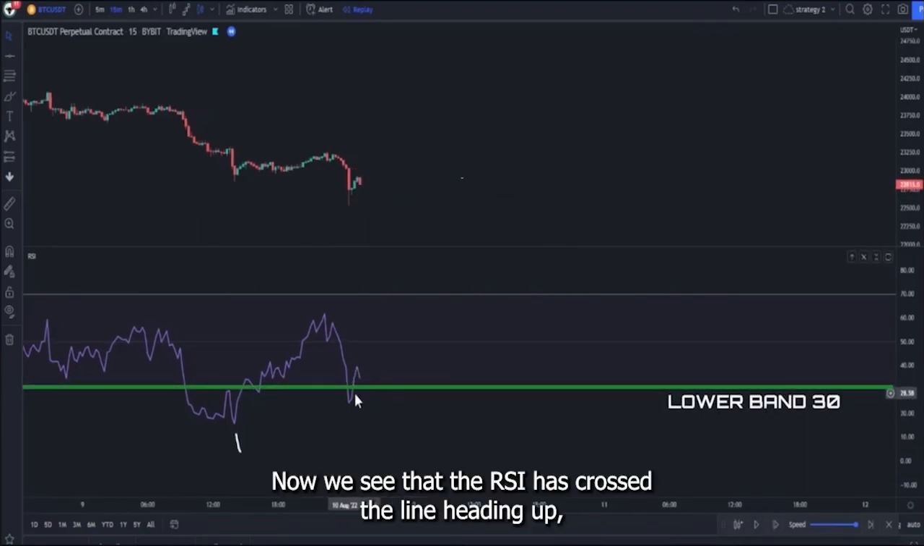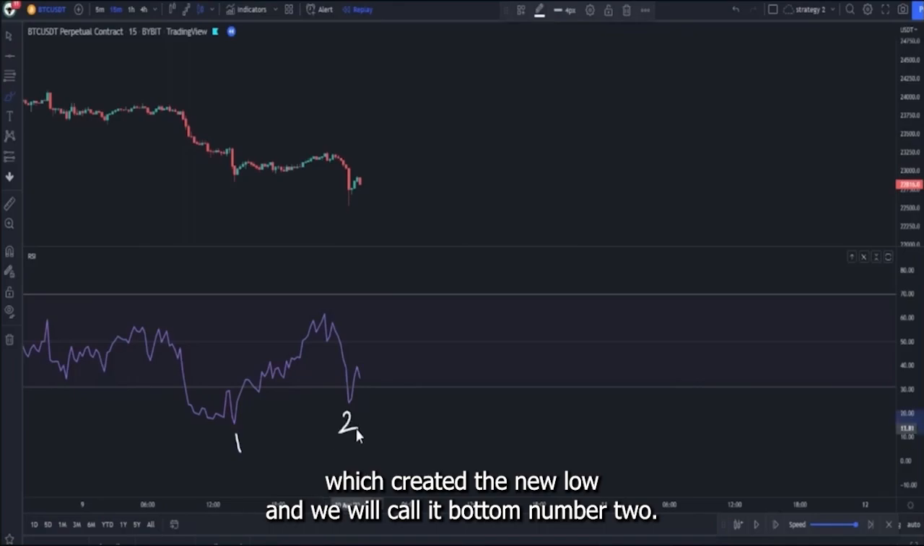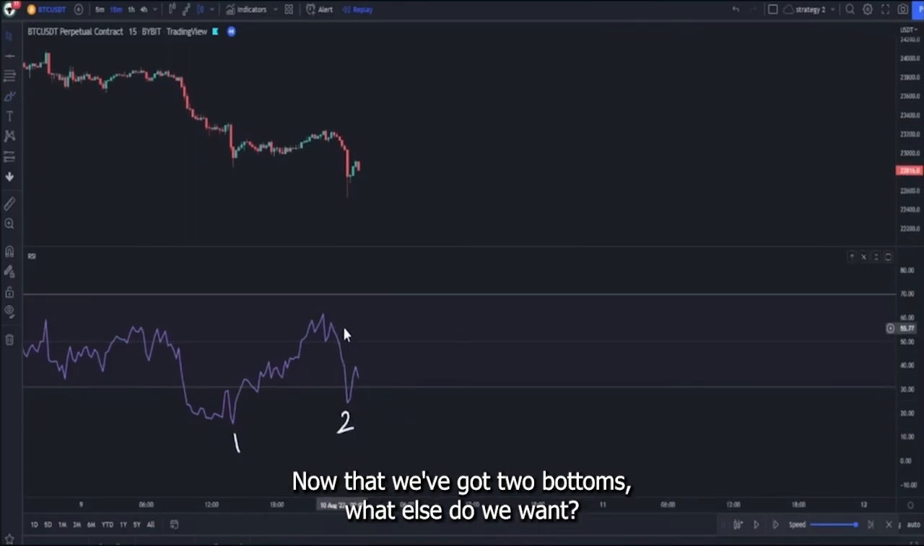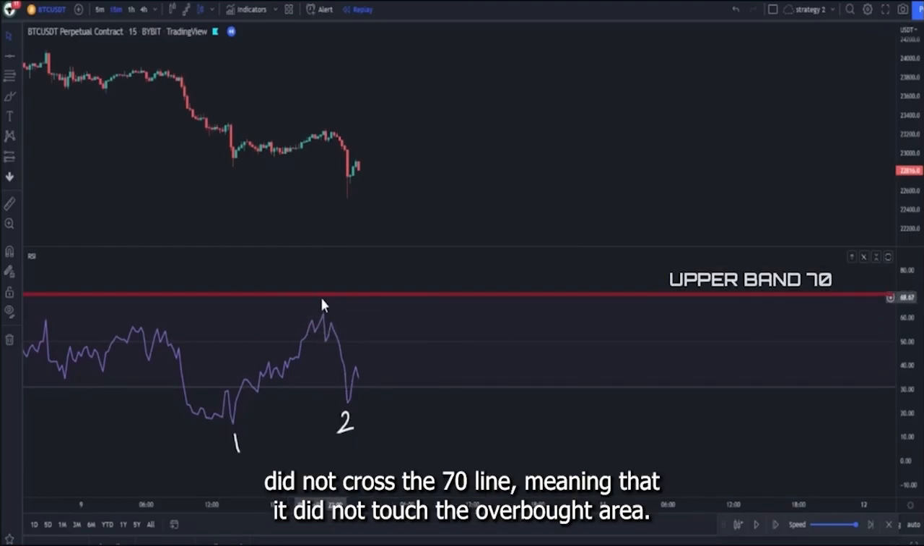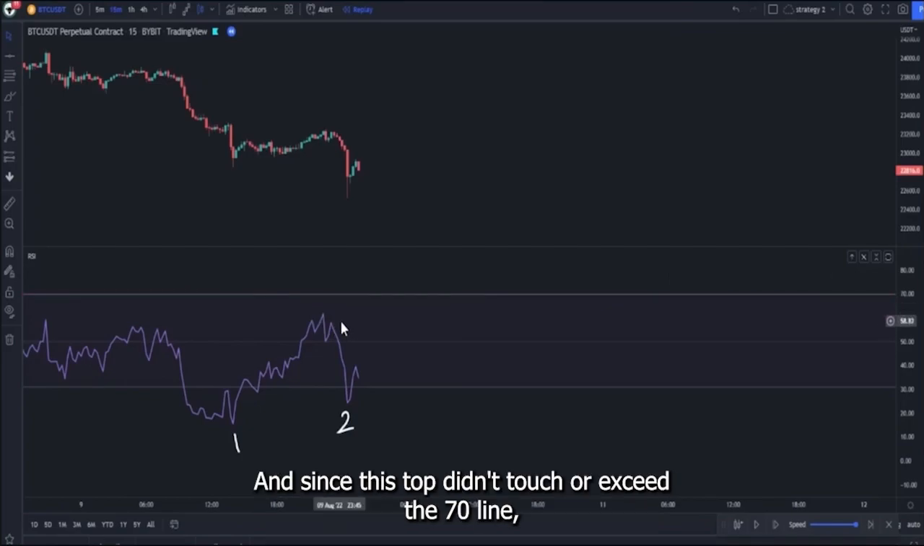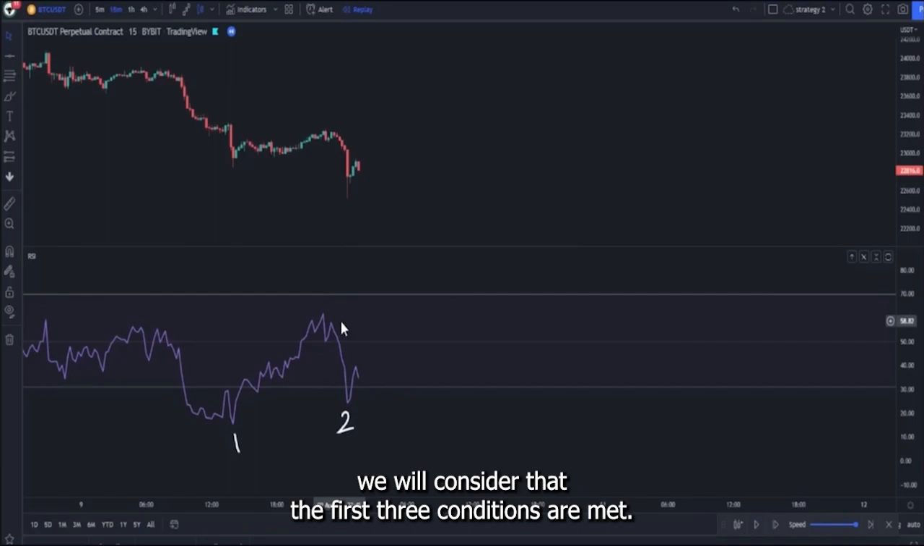Now we see that the RSI has crossed the 30 line heading up, which created a new low, and we will call it bottom number 2. Now that we've got 2 bottoms, what else do we want? We want to see that the highest top formed between the first and second bottom did not cross the 70 line, meaning that it did not touch the overbought area. And since this top didn't touch or exceed the 70 line, we will consider that the first 3 conditions are met.